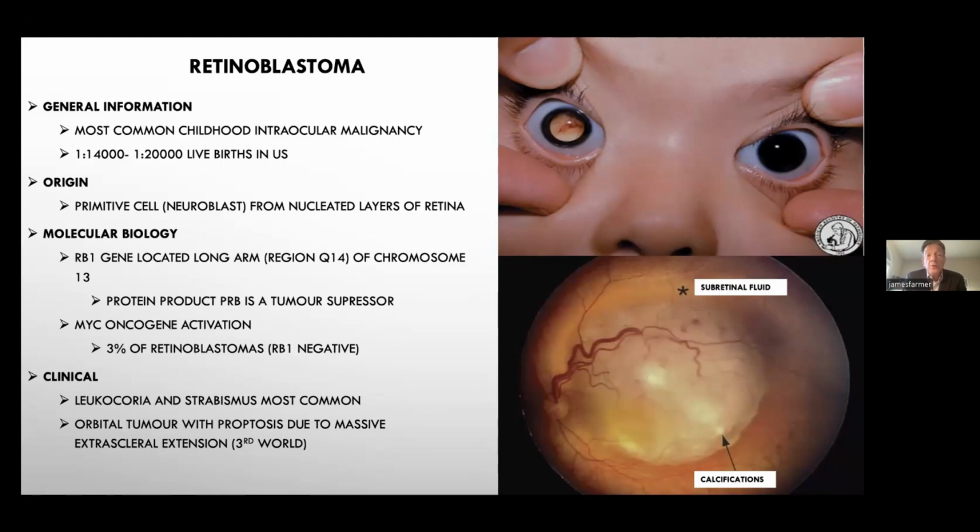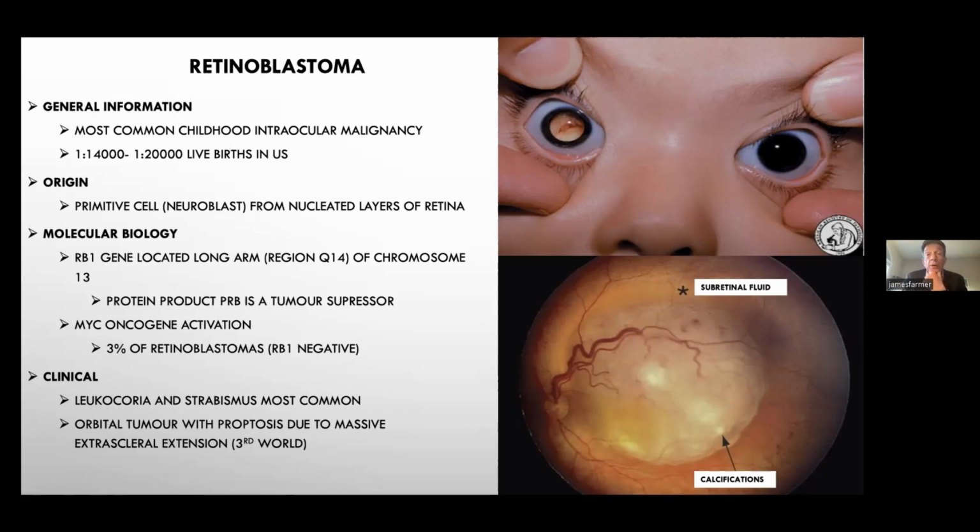Its product is a tumor suppressor protein affecting the cell cycle, prolonging the ability of the cell to survive and then proliferate. There's a small group which show a MYC oncogene activation. They're only in 3% of retinoblastomas where the RB1 is negative.